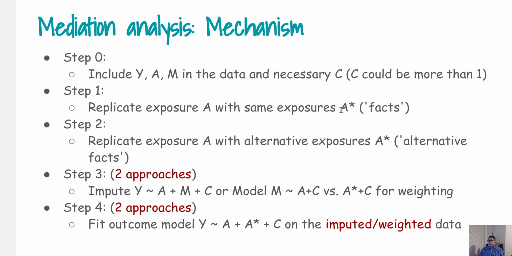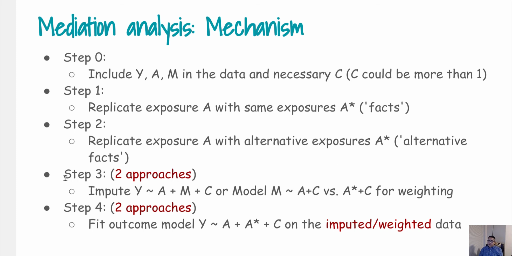Whereas in our step 1, this A star was our facts. That means what actually happened. Whoever was in the treated group or exposed group, they were in the exposed group. Whoever was not in the exposed group, they were not in the exposed group in the A star either in step 1. But in step 2, we have changed that. Exposure went to unexposed group, unexposure went to exposed group. Alright, so what is the implication of that? That will become apparent later on.